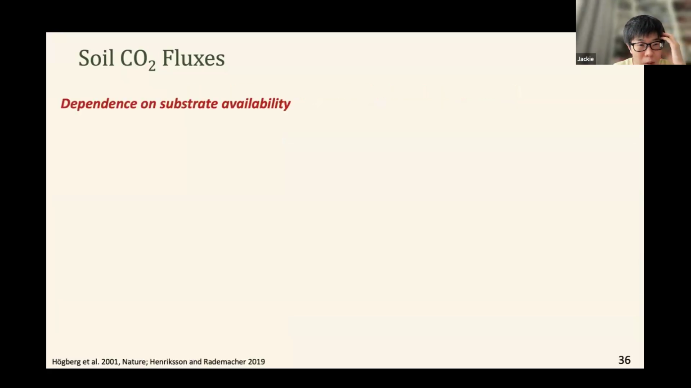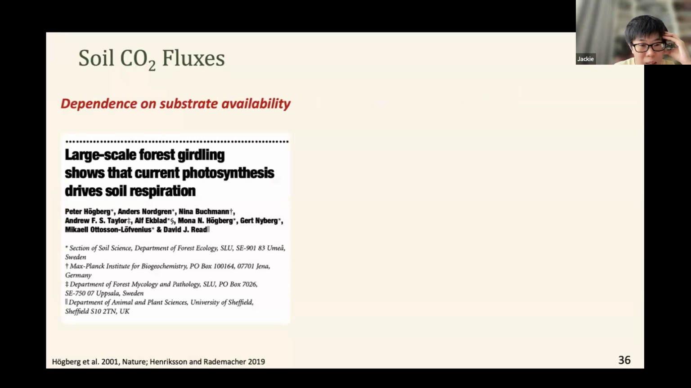And also the soil CO2 flux is highly dependent on the substrate availability. This is a very interesting topic, showing how the soil CO2 flux is affected by the substrate availability, using a famous experiment conducted several years ago in northern Sweden. As you can see from the title of this Nature paper, large-scale forest girdling shows that the current photosynthesis drives the soil respiration. That means the newly formed photosynthesis actually controls the soil respiration.